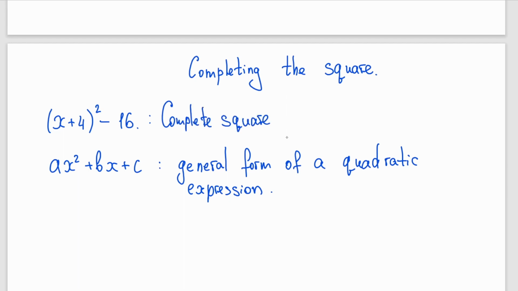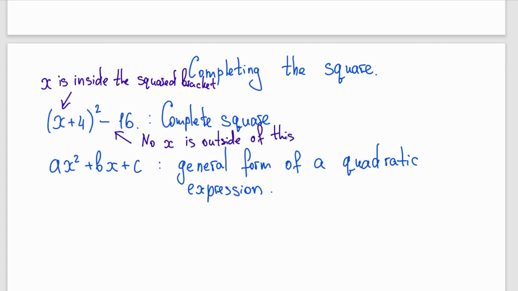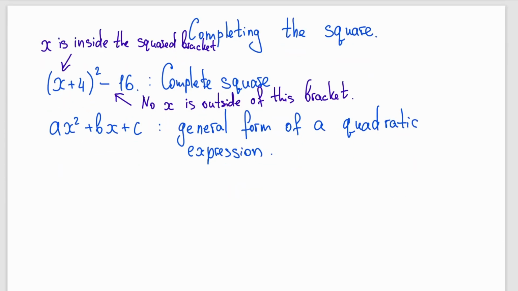What's the difference? In a complete square, we have x inside the squared bracket. And also very important, there's no x outside of that bracket. And the process of completing the square is basically getting from the general form to the complete square form. But to begin with, let's do the opposite. Let's get from the complete square to general form.